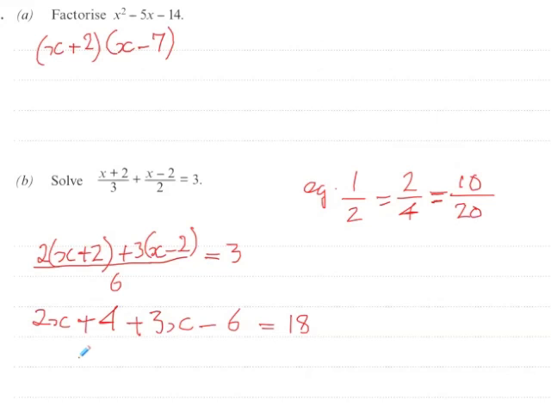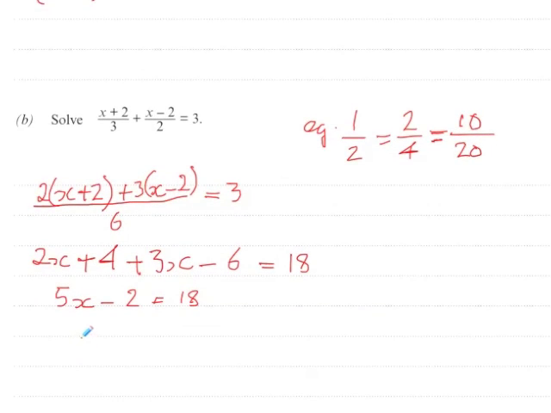So simplifying that, that becomes 5x plus 4 minus 6 is minus 2 equals 18. Adding 2 to both sides gives us 5x equals 20, and therefore x equals 4, because we've divided both sides by 5.